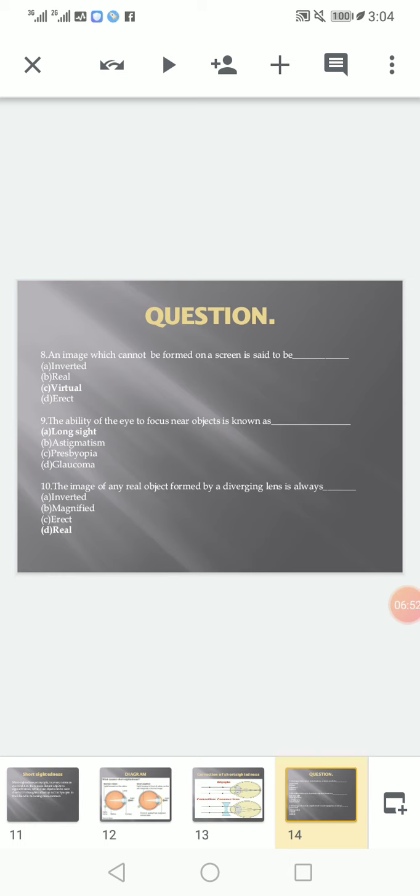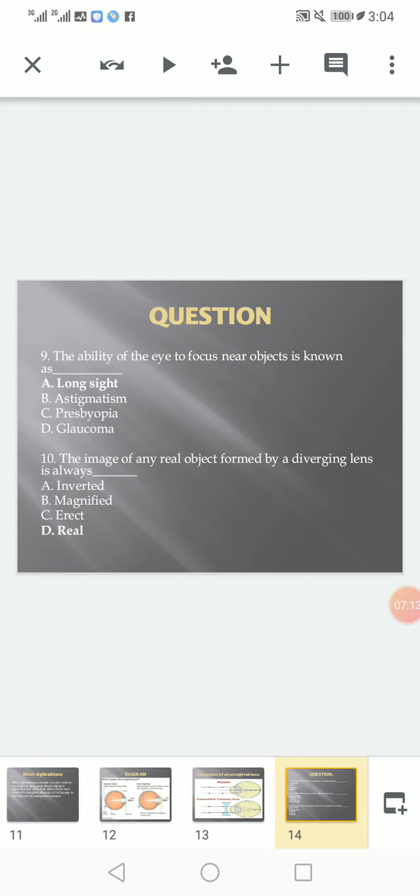The image of any real object formed by a diverging lens is always real. It is not inverted, it is not magnified, it is not erect, it is always real. Remember, the word always means it is constantly real.